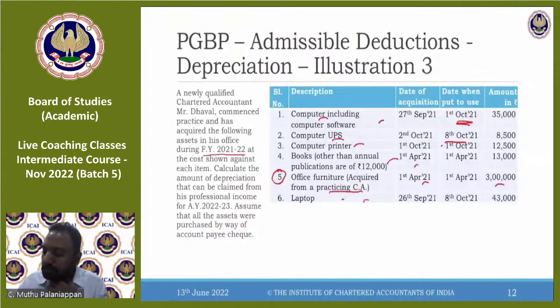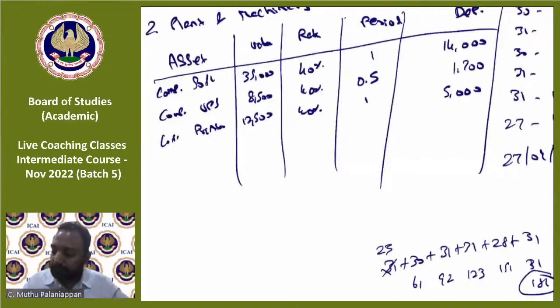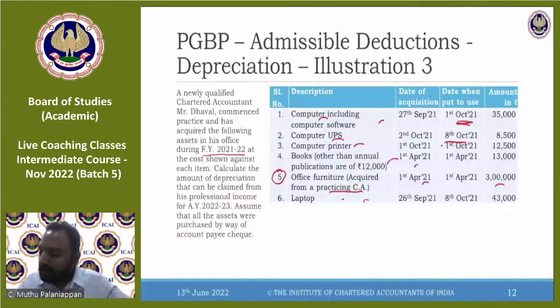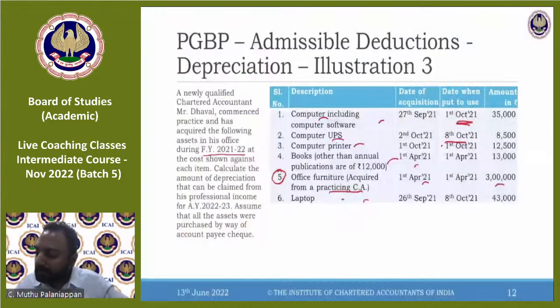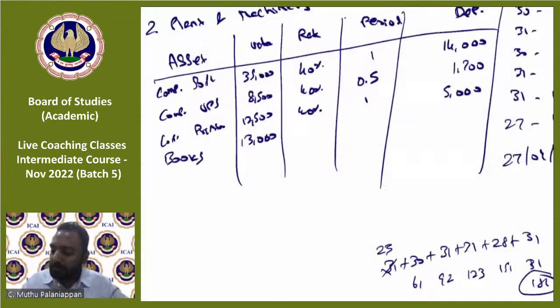And then you have books. Books, I told you, are eligible for full depreciation. It is 13,000. Both annual and non-annual publications are allowed. What is the period it was acquired? 1st April. So the whole year depreciation at 40%. So it is for full year. So 13,000 into 40% is 5,200, correct?